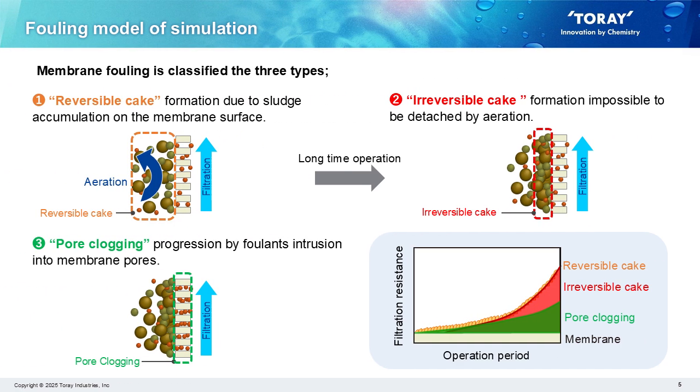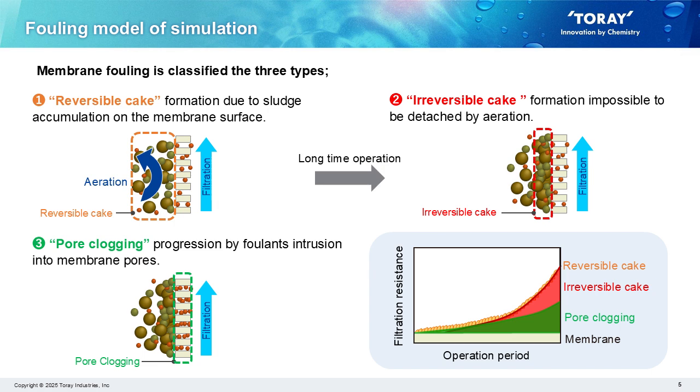This is the fouling model of simulation. In this model, membrane fouling is classified into three types: the reversible cake, the irreversible cake, and the pore clogging. First, the reversible cake is formed due to sludge accumulation on the membrane surface, which can be detached due to shear stress of aeration. Second, irreversible cake.